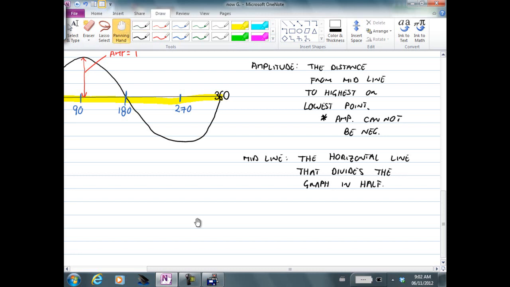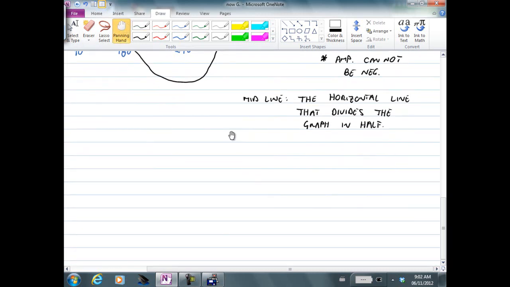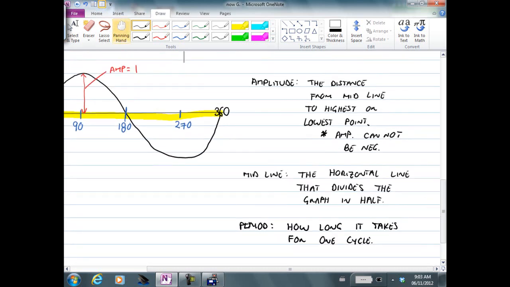So far I learned amplitude, midline. The most important word you can learn right now is period, which is the toughest one. A lot of people can't do this. And period is this. It means how long it takes for one cycle. Which means from start to finish, how long is it?